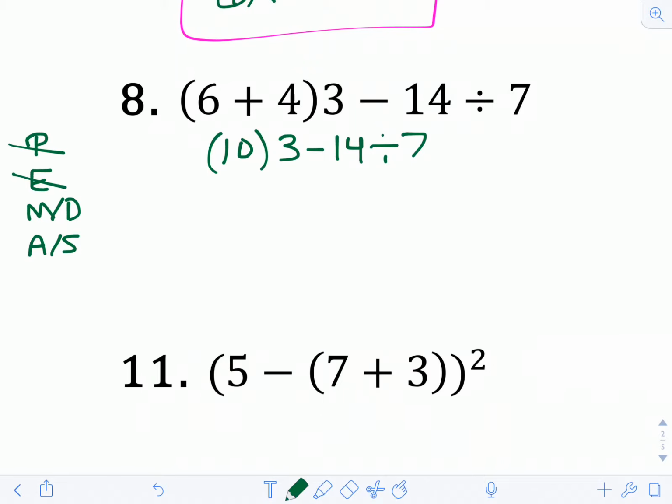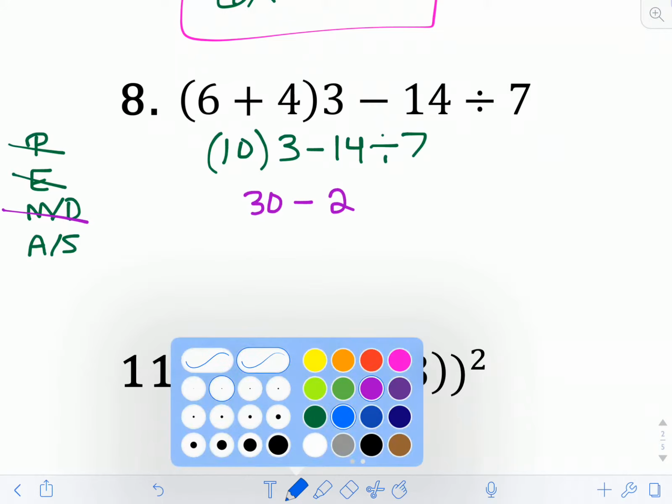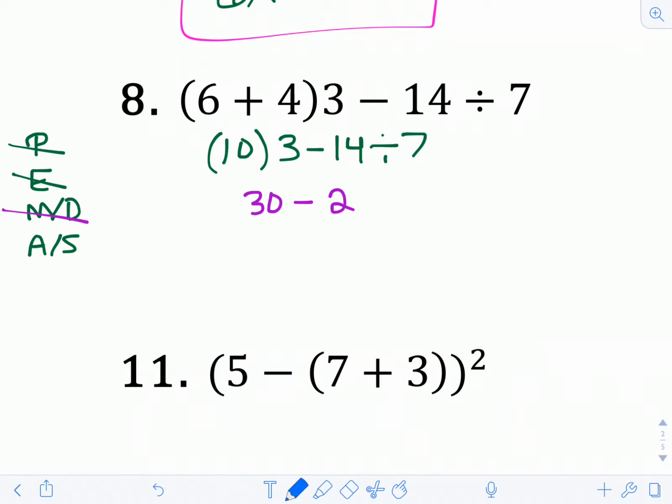Done with that. Multiplication and division. I have both. You go left to right. So 10 times 3 is 30. Minus 14 divided by 7 is 2. And then we add and subtract, and I just have one subtraction problem. 30 minus 2 is 28.